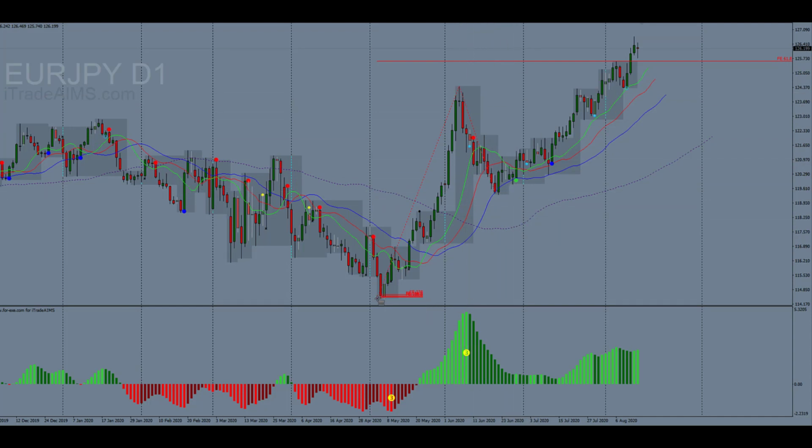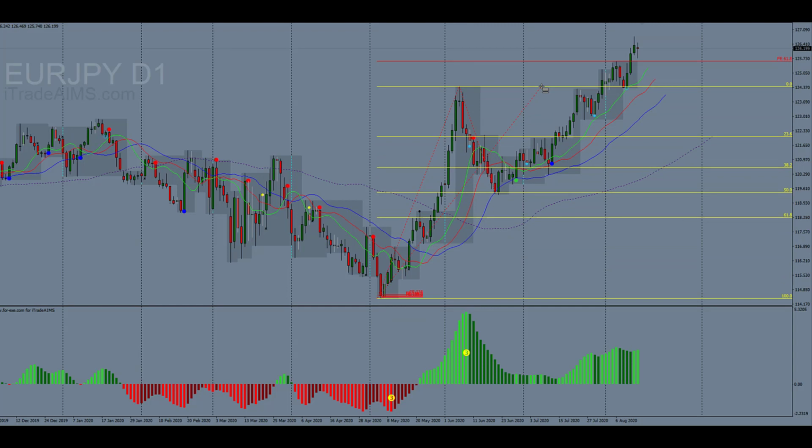Let's test the idea by drawing the fib expansion. As you can see, the fib expansion is a tool that we use for predicting where wave 5 will end. The fib retracement is basically just a measurement tool where you can measure retracements or pullbacks. If you can see, this pullback, the ABC pullback, stopped right at 50%.